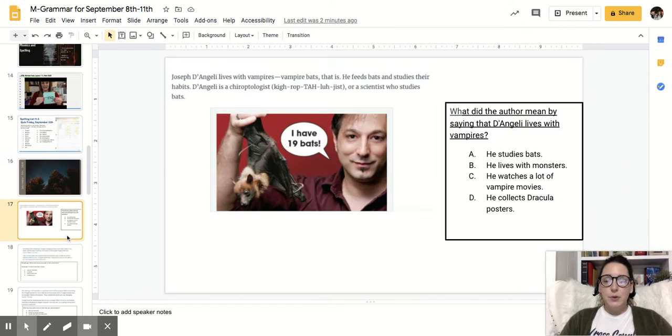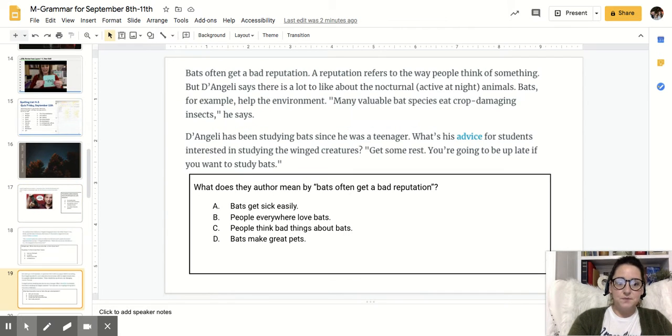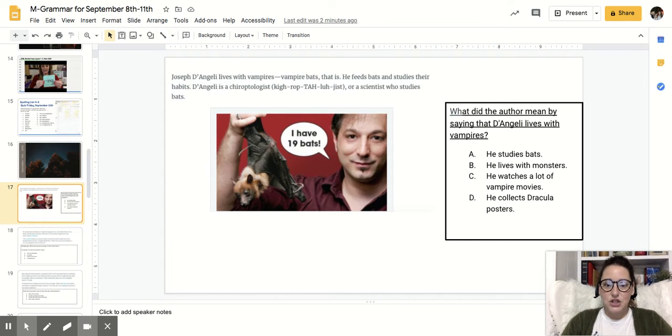All right, so let's put it in perspective of a testing situation. So on the next three slides, 17, 18, and 19, I've got a passage. It's nonfiction. It's about bats, interestingly enough. We're going to use the strategy that I taught you guys yesterday. I'm going to do it. You don't actually have to do it right now, okay?